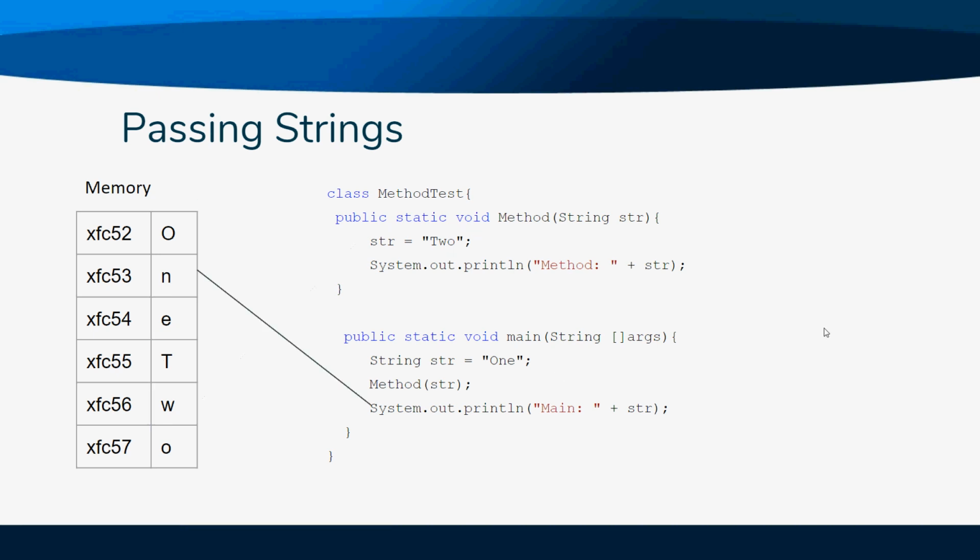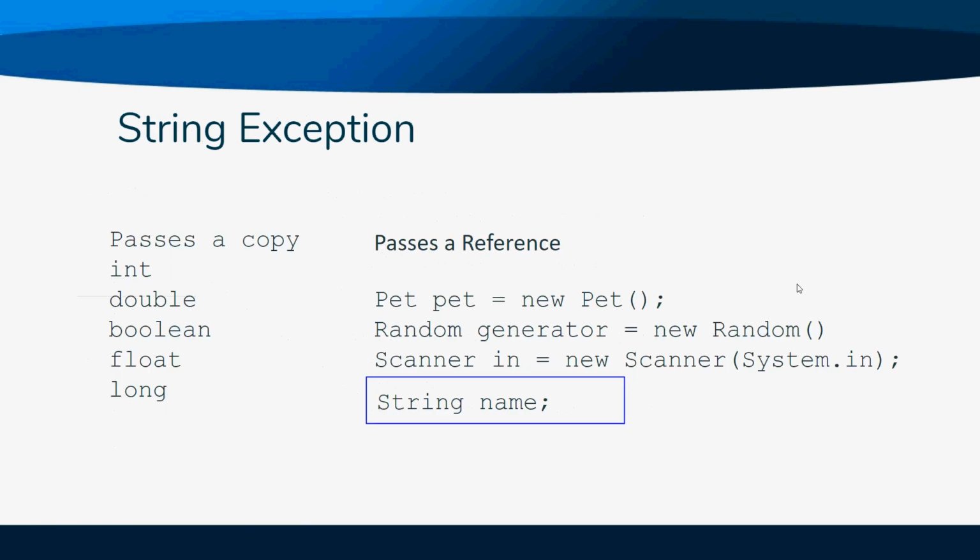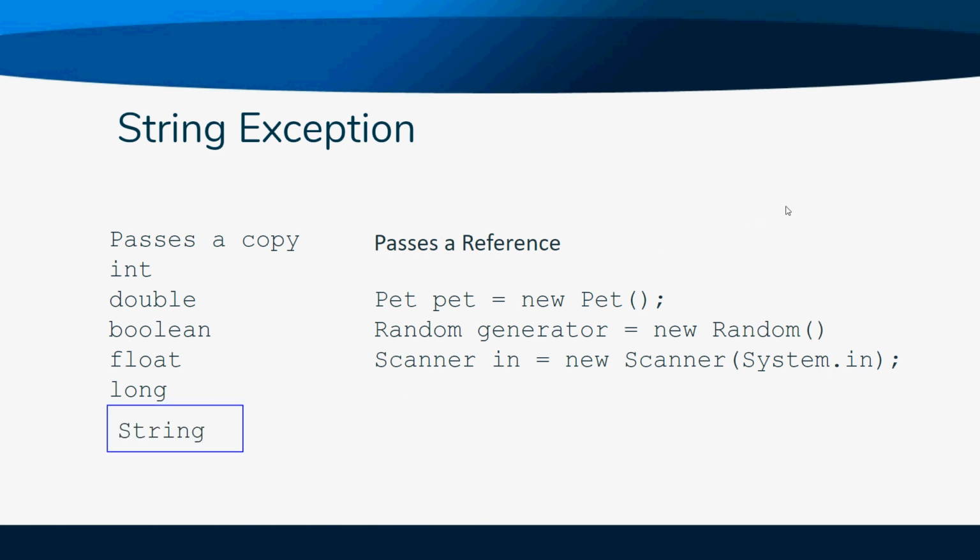However, back in main, it has not changed that reference from main. It's only changed the reference for this str. Even though they have the same name, they're two different references. And this equal sign is what changed our reference last time. So even though a string does indeed pass a reference, since you can't change a string using a setter, it behaves like a primitive data type. So yeah, string's kind of weird.